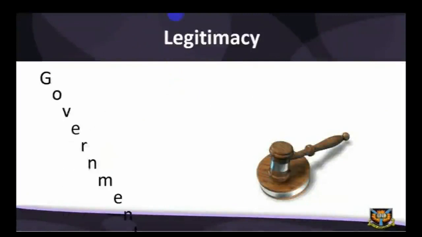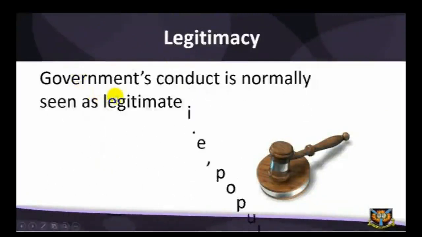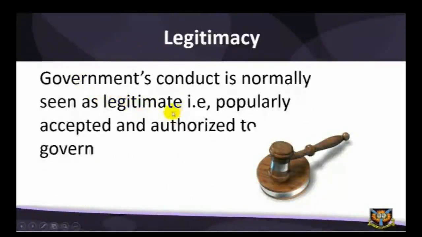Legitimacy. Government conduct is normally seen as legitimate. Legitimacy refers to an acceptance by the people that it is right for government to seek and receive the obedience of the citizens. In other words, the government is popularly accepted and authorized to govern. Compared with other institutions in the society, the conduct of governmental institutions is usually seen as legitimate.